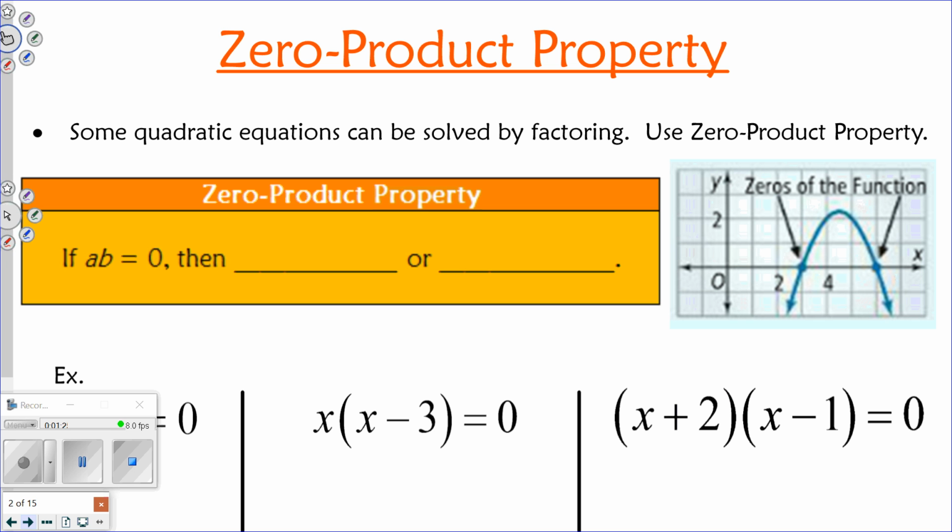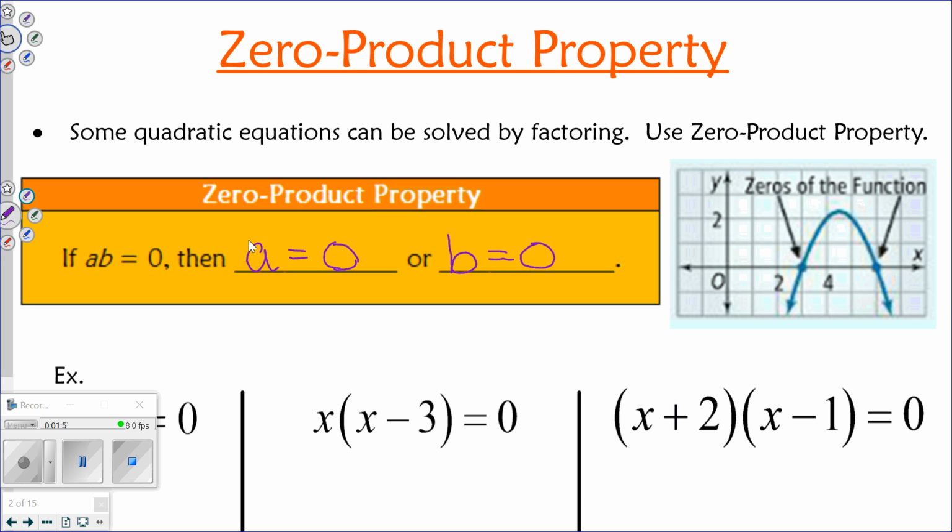The first thing we need to talk about, though, is the zero product property. All that means, to put it in layman's terms, is if I have a times b equals 0, then what do you know about either a or b? One of them has to equal 0. Yeah, one of them's got to. So then a equals 0 or b equals 0. That is the zero product property. If you're multiplying 2 things together and it equals 0, then one of them has to be 0 in order for that to happen.